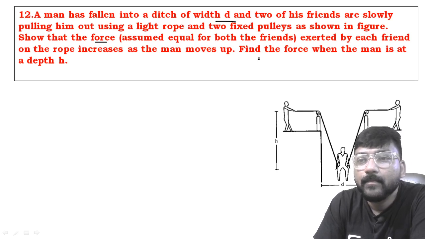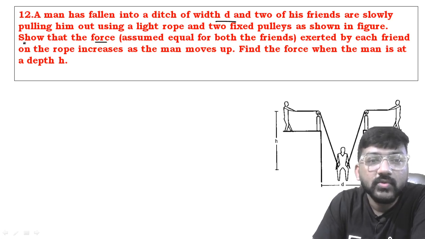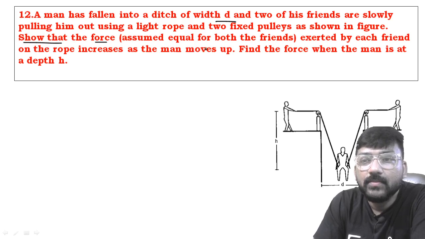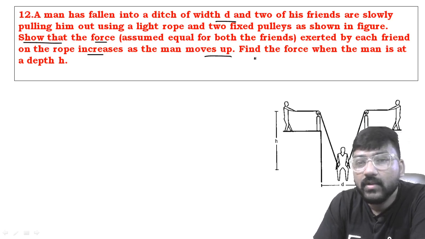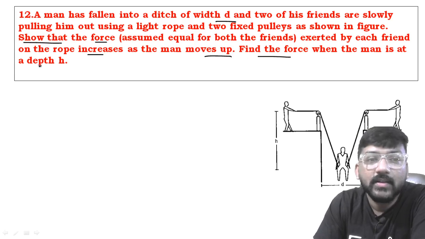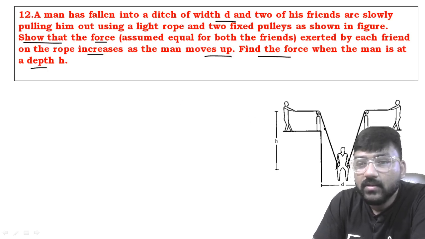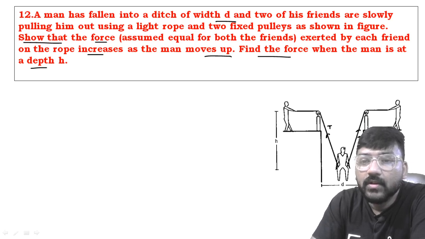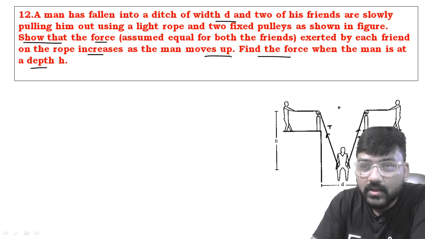First you have to show that the force exerted by each friend on the rope increases as the man moves up, and then you have to find the force when the man is at a depth H. Okay, so the force acting by these two friends is just tension force along this direction. So here is also tension force and here is also tension force. Now what will be the net force acting vertically?